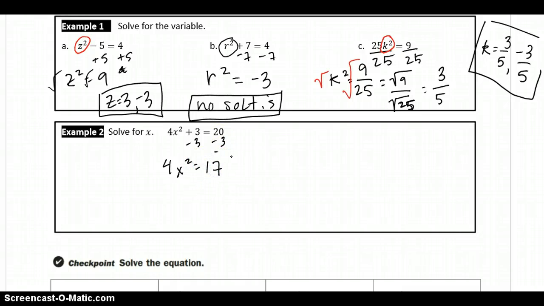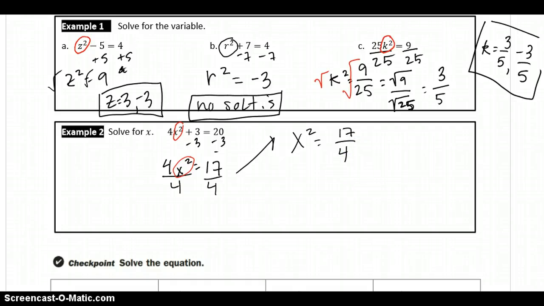Alright, what do I need to do next? Have I isolated the part that's being squared? No. What I want to get by itself is just the x squared. So what do I need to get rid of? I need to divide by 4 on both sides. So that will give me x squared equals 17 over 4.